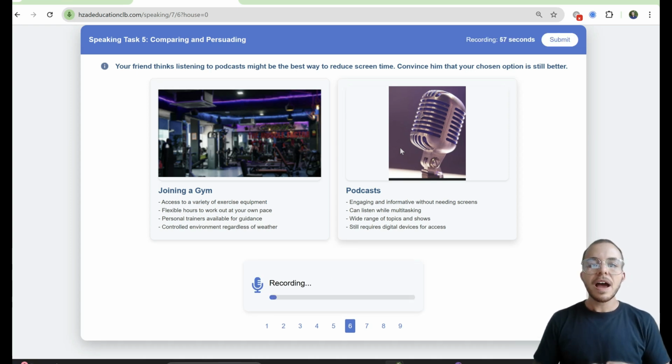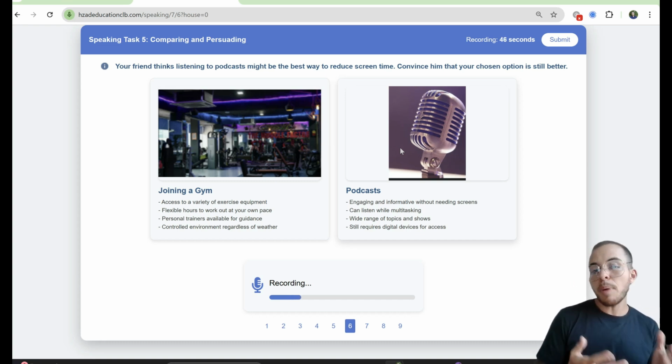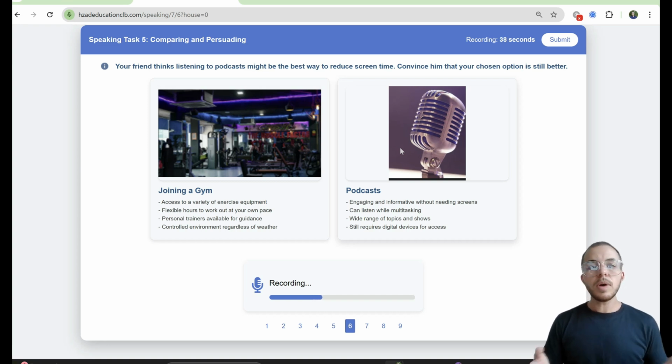Hey Tom, I recently heard that you want to reduce screen time. Well, I have a great solution for you. I think you should join the gym because it is impossible to look at your phone continuously when you are at the gym. If you have a personal trainer, which is available, they will ensure that you cannot get distracted by your phone.